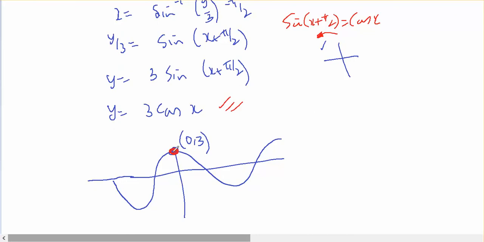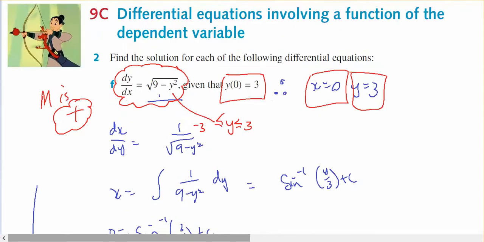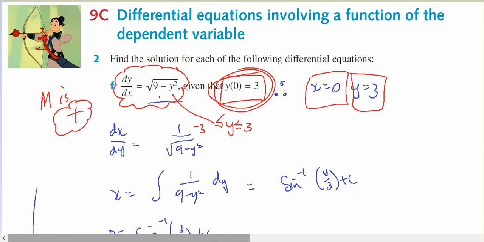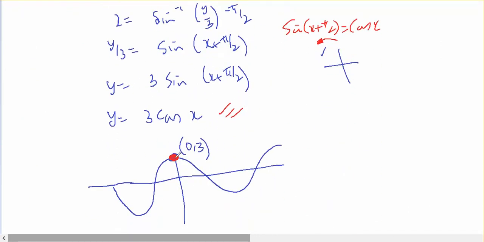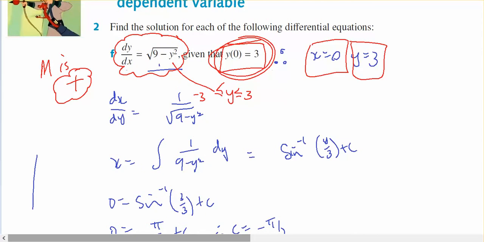Now I know this point is on the curve because I'm told that y of 0 equals 3. So of my solution, this has to be part of the domain, and I know the gradients are positive. And these are the only values where I've got a positive gradient on my y equals. So I need to go from here to there. Since the period's 2 pi, that's going to be negative pi. So x has to go from minus pi to 0 for this to be the derivative.